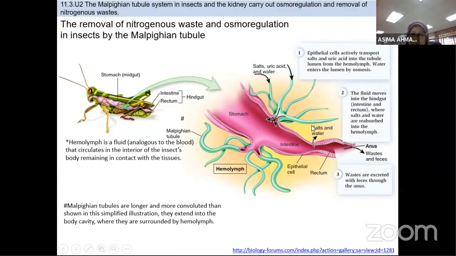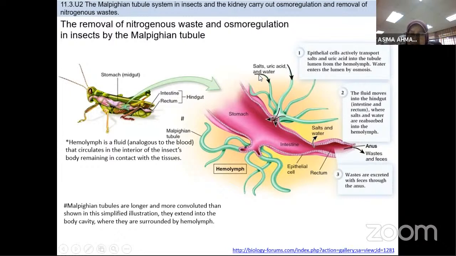And then next, now water, plus salts and uric acid, moves into the hindgut. So hindgut is here. Actually hindgut consists of the intestine. Ni stomach dia tahu, ni parts of the digestive tract dia. Stomach, intestine, and this is rectum and the anus. Similar, right? Padahal ni insects ni tahu. So dia ada semua, stomach, intestine, rectum and anus.